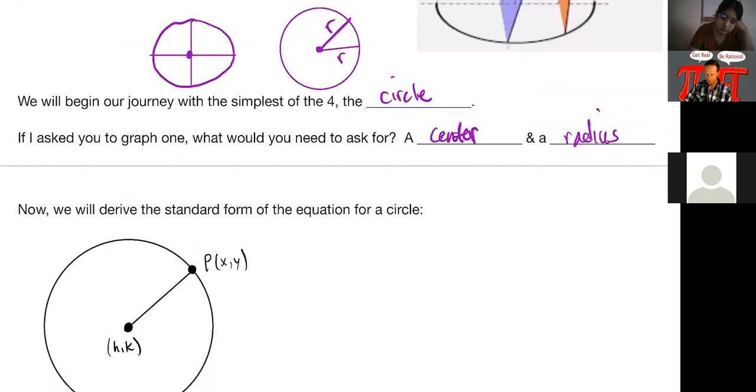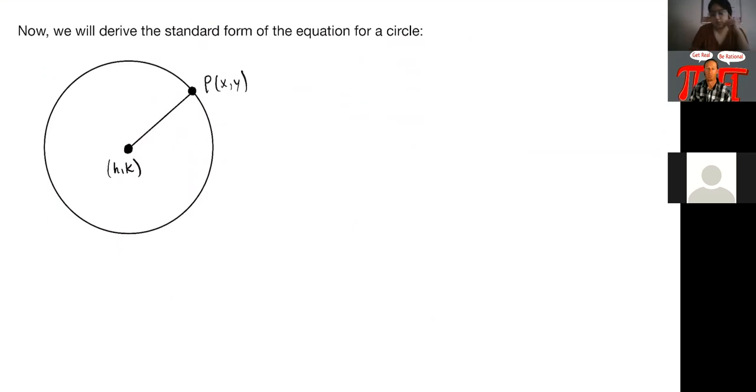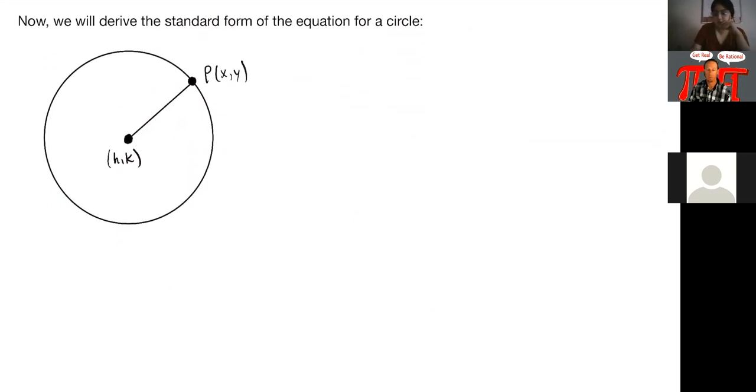Good. Well, then, let's figure out what the standard form of the equation of a circle would be. And so I drew one. And because this point is not just any old X and Y, we're going to give it some familiar terms. I say familiar. Do you guys remember all of those functions that we graphed earlier on in the semester?